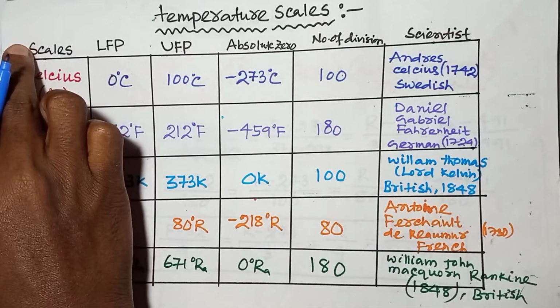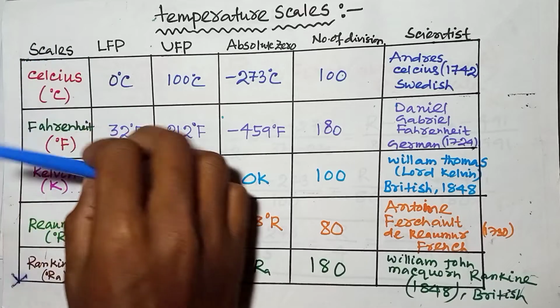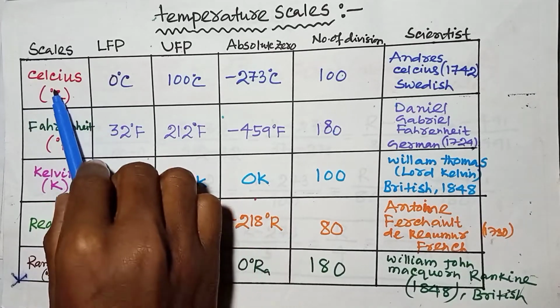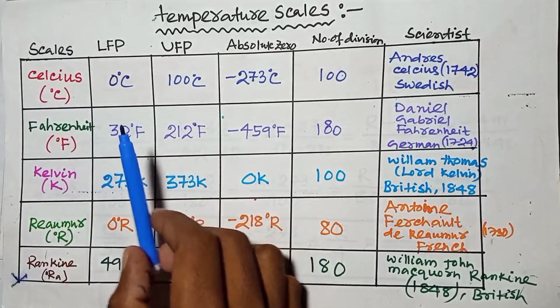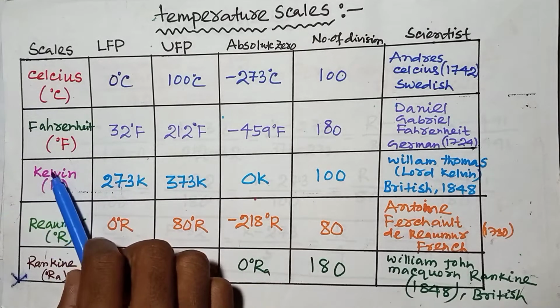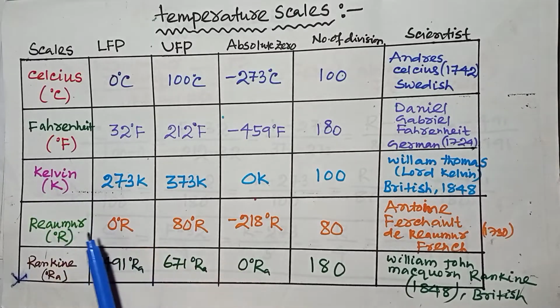Here are the different types of temperature scales. These are Celsius, denoted by degree centigrade C, that means the centigrade. Then the Fahrenheit, denoted by degree F, and the Kelvin, denoted by K only. Then the Reaumur, denoted by degree R, and the Rankine, denoted by degree Ra.